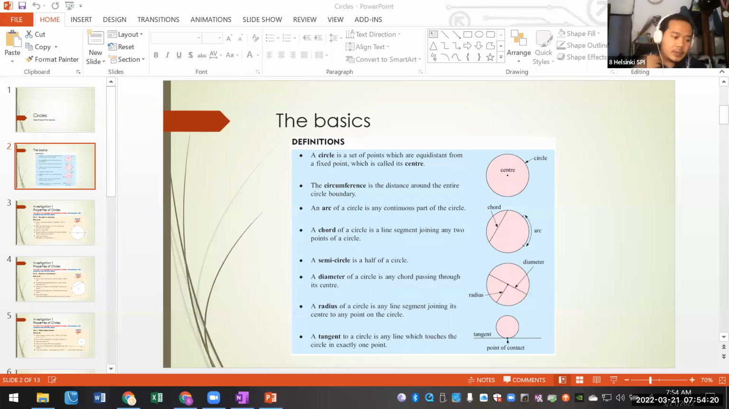Okay, guys. So previously we have learned about the basics of circles, and these are the basics that we learned last week. And actually, last week, on what day was it? On Wednesday we didn't talk about this. We only talked about the project. But before that, maybe I will go to the project first.